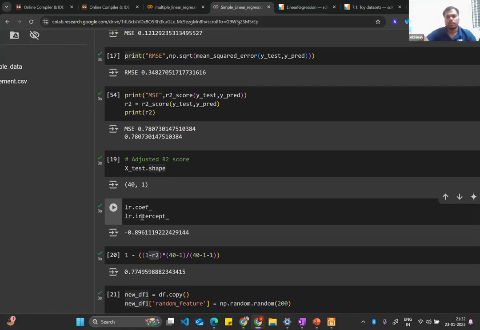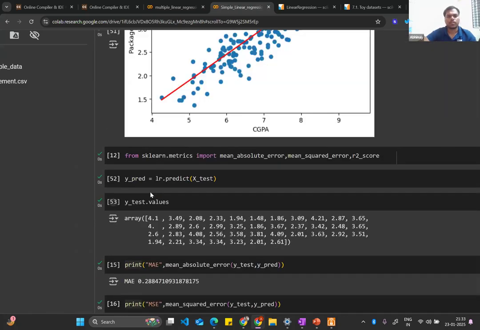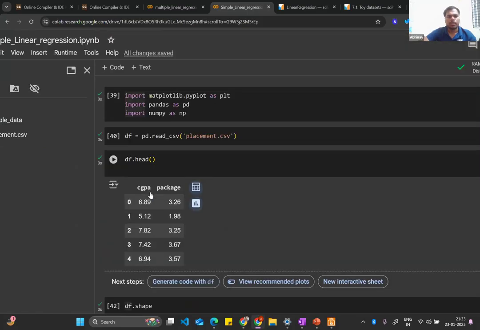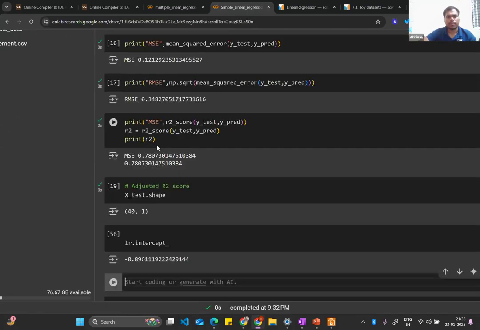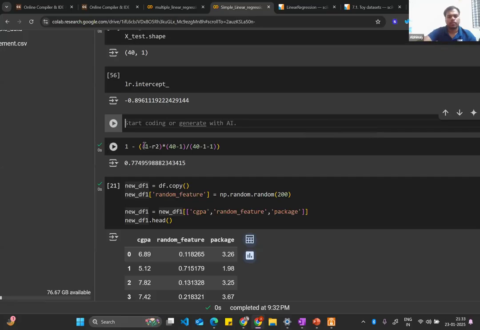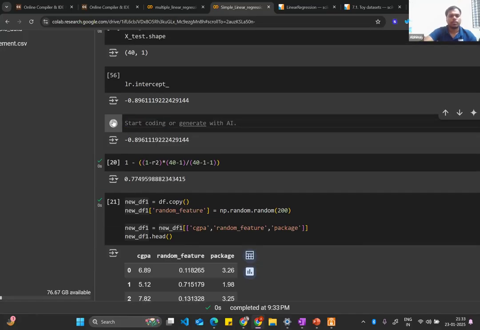Right, Abhinay, coefficient is the m value and intercept is c. Sorry, coefficient is m and intercept is c. Yeah, I guess m it is. Let me check. Just a minute.